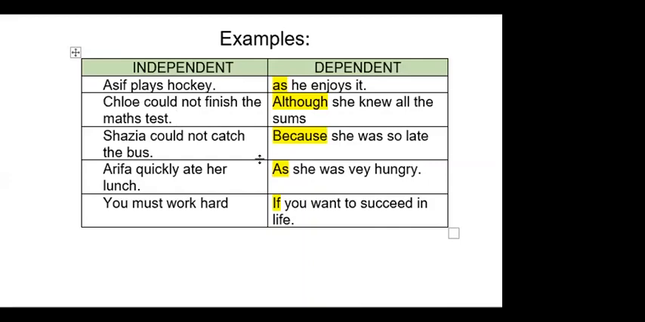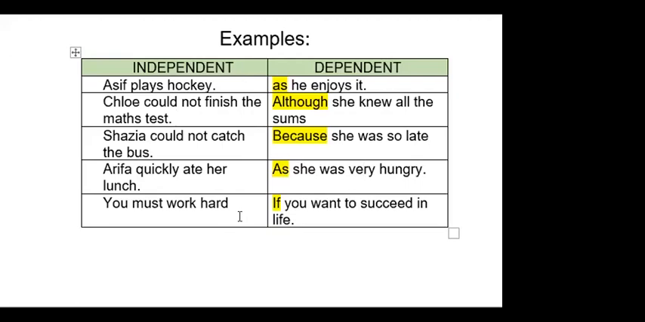Same thing here. Shazia could not catch the bus. Can stand on its own. Because she was so late. Cannot stand on its own because we won't know who is the she, what's the situation. Arifa quickly ate her lunch. Complete clause, complete sentence. As she was very hungry, it cannot stand on its own because it is a dependent clause, right? We don't know who's the she, we don't know what's the situation. And we're starting with a conjunction.